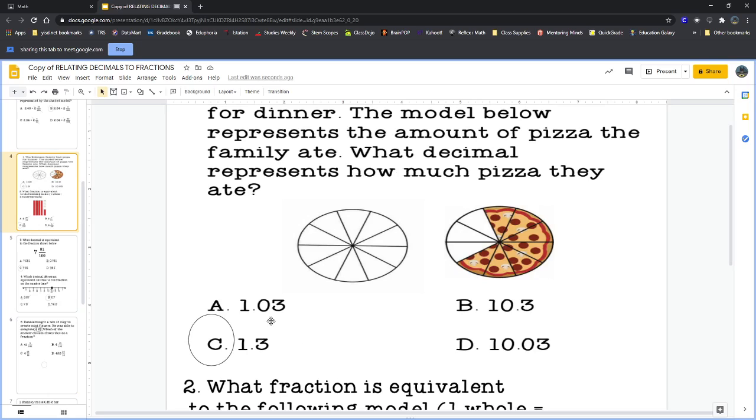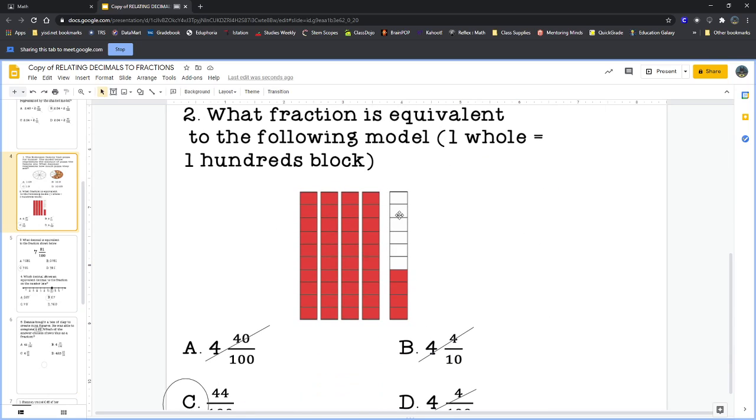Okay, hold on, Ezekiel. Let's go back to that one. I know they don't show you the whole thing, but read the question carefully. What fraction is equivalent to the following model? And it tells us 1 whole equals 1/100th block. I know they don't show you the whole model, but they tell you 1 whole equals 1/100th block.